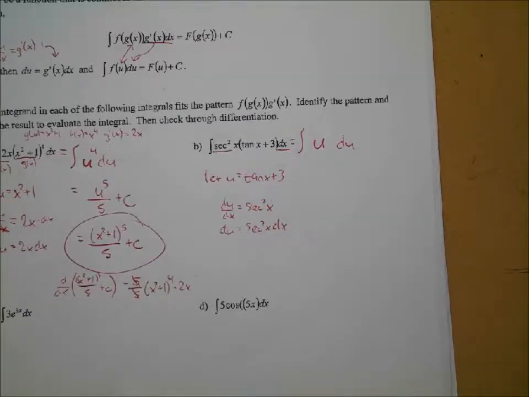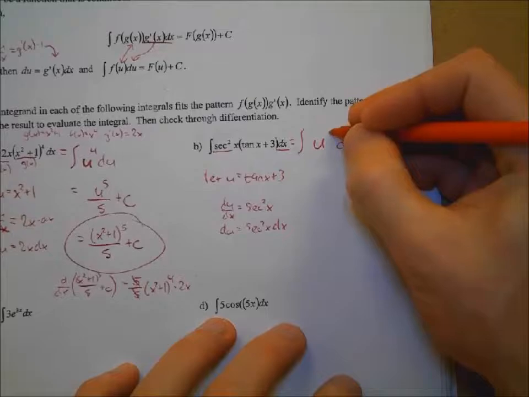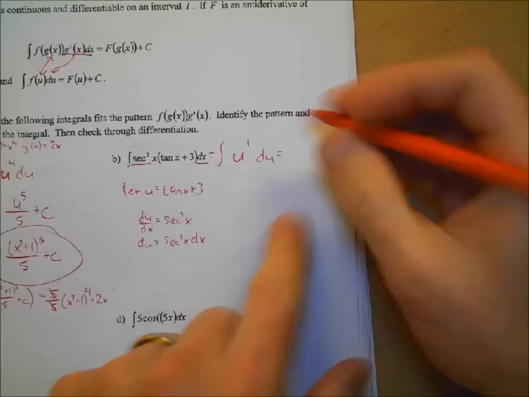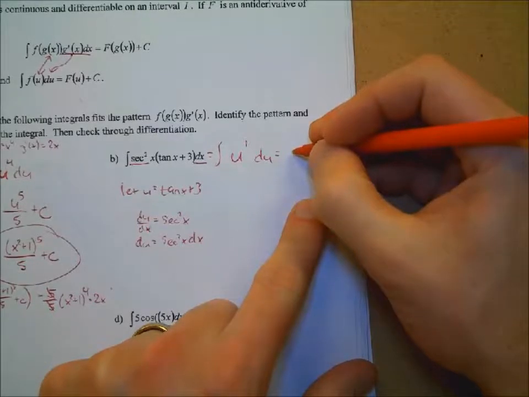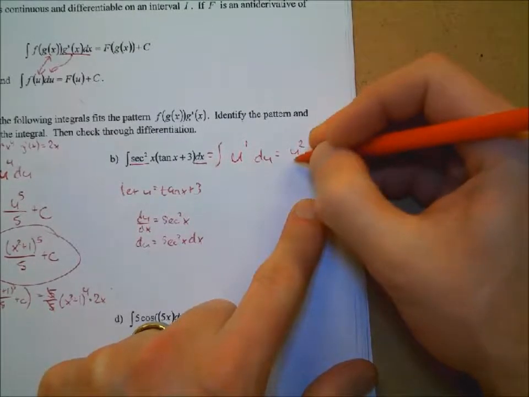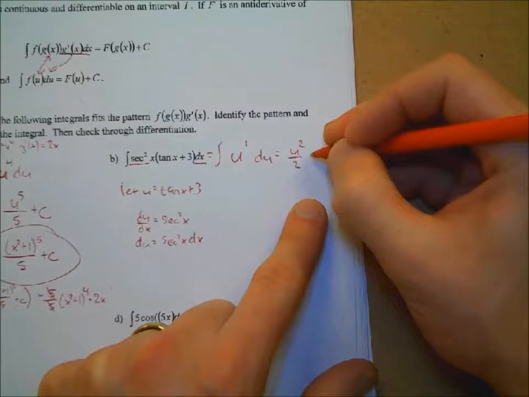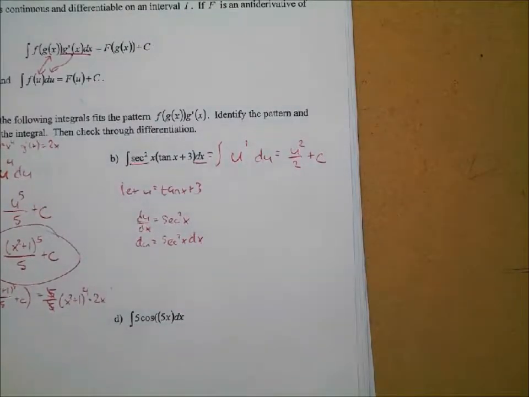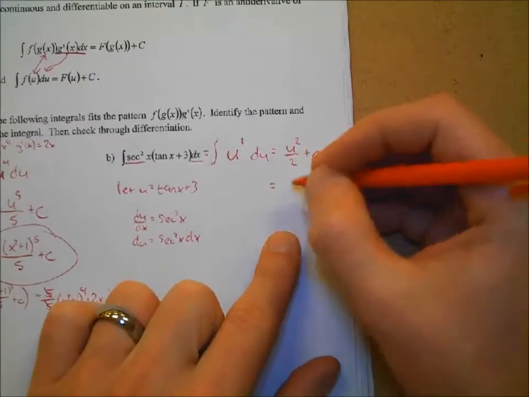All right? Or in other words, the integral of u to the 1 du. So what's the integral of u to the 1? U squared over 2 plus c. Very good. Don't forget that plus c, right? We've been doing a lot of definite integrals. Now that we're doing some indefinites, don't forget the plus c. We'll get to definite integrals with u substitution tomorrow, okay? Right now we're just focusing on indefinites.